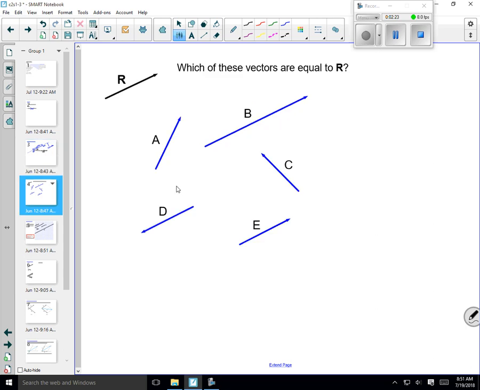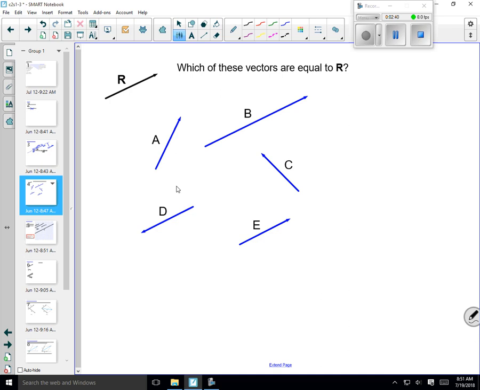So here's 3 vectors. So here's the question. Here's a bunch of vectors on this page. Which of these vectors are equal to R? What does it mean when I say that 2 vectors are equal to each other? Well, what it means is that they have the same magnitude and the same direction.